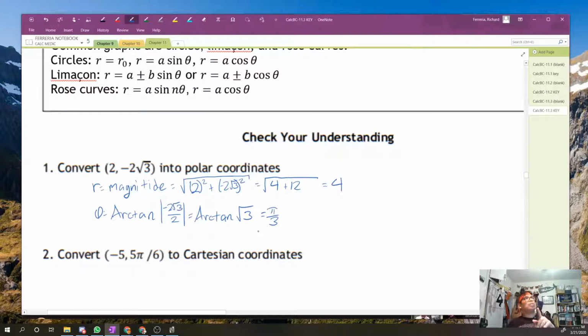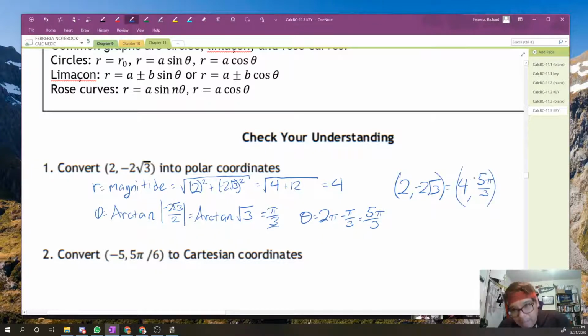We're in quadrant 4. I messed that up on one of the last videos. So sorry about that. Quadrant 4, so then our reference angle is this. So theta is going to be equal to 2 pi minus our reference angle, which is equal to, let's see, 6 minus 1 is 5 pi over 3. So in polar coordinates, 2, negative 2 root 3, that's equal to 4, and then 5 pi over 3. You can do it. It's not that bad.